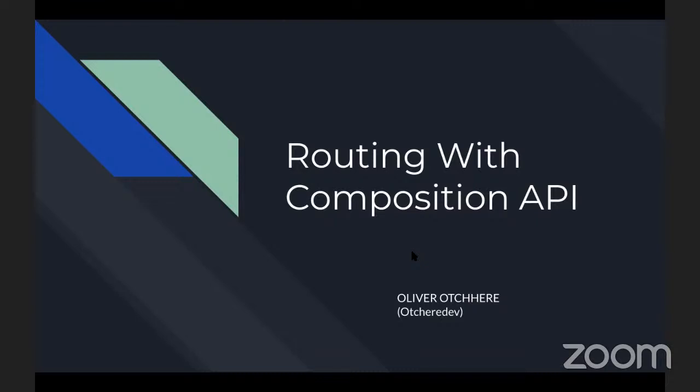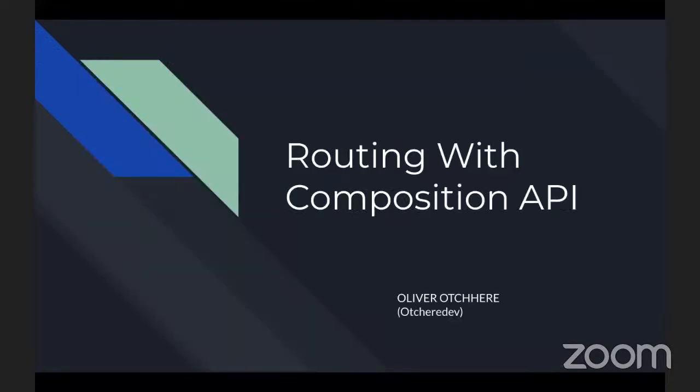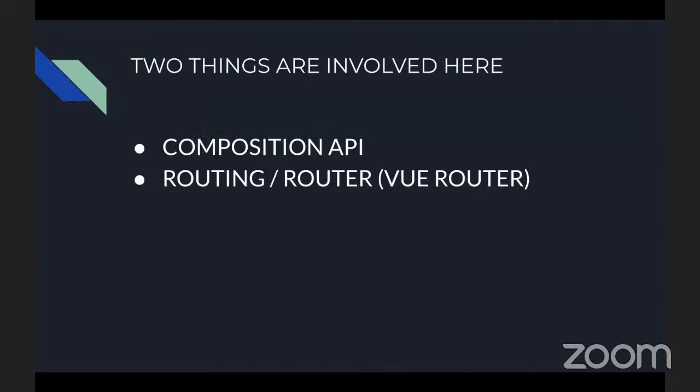So let's jump right into the topic of what we are here to do. What we are here to do is talk about routing with the composition API. Two things are involved here: the composition API, and the router, more specifically the Vue router. So first we have to talk about what the composition API and the router are.